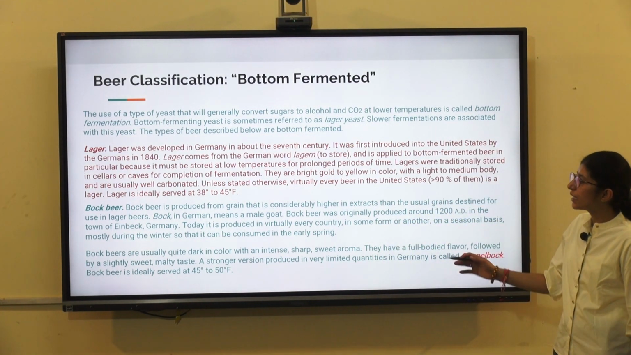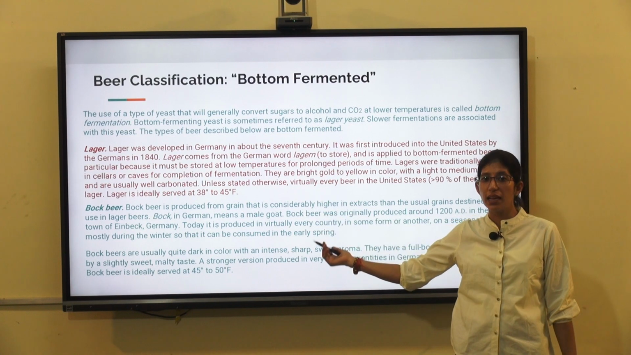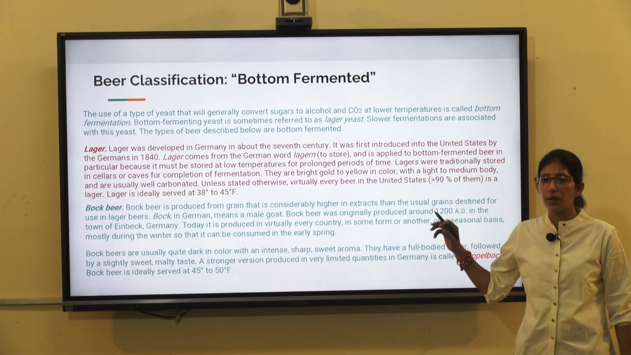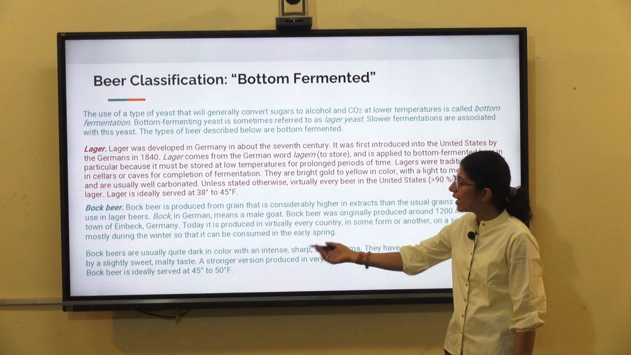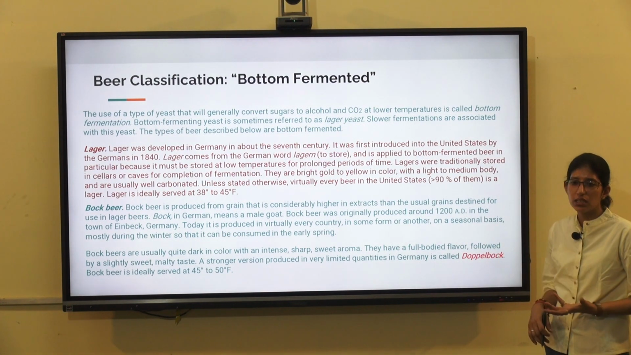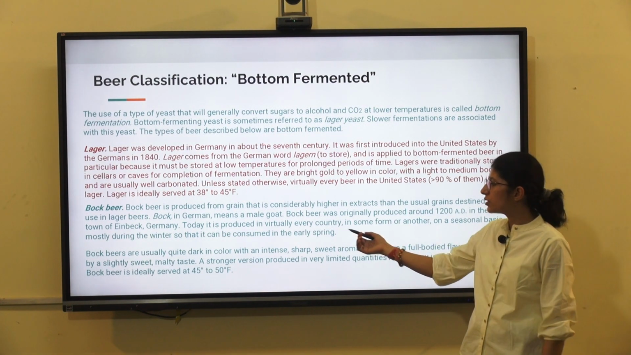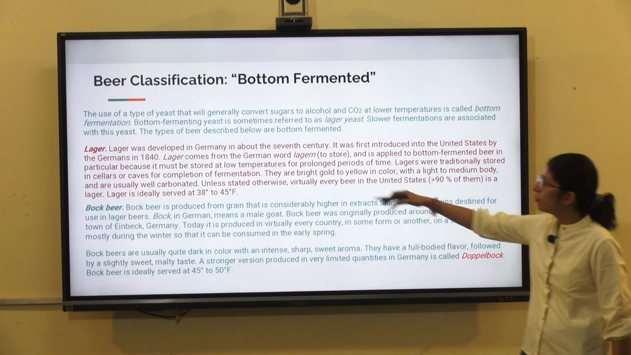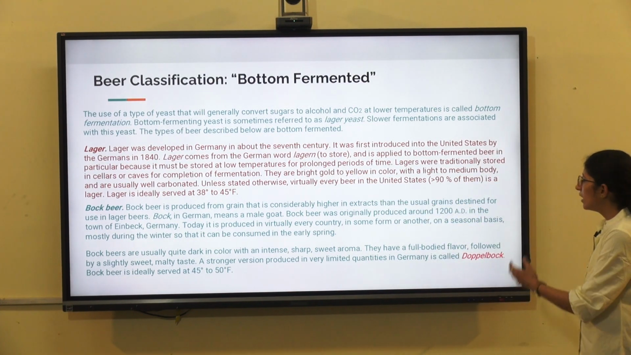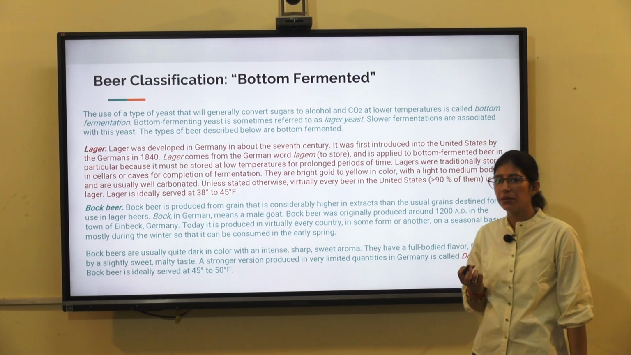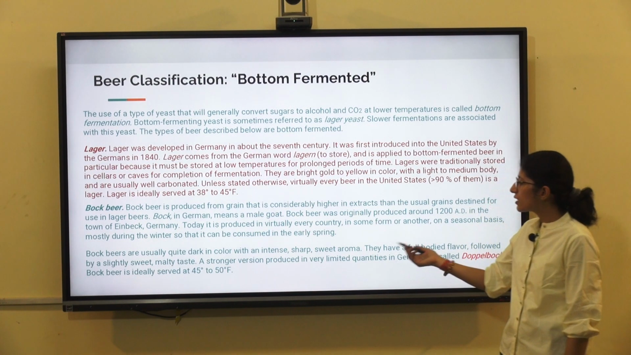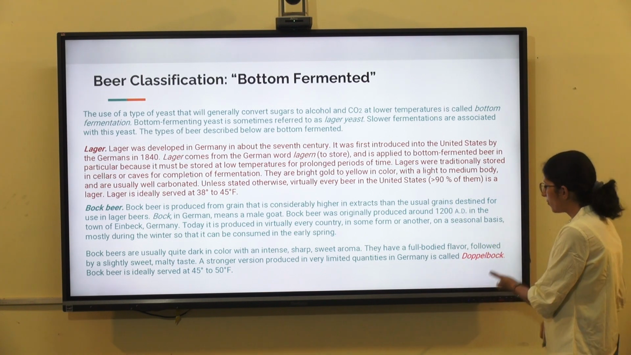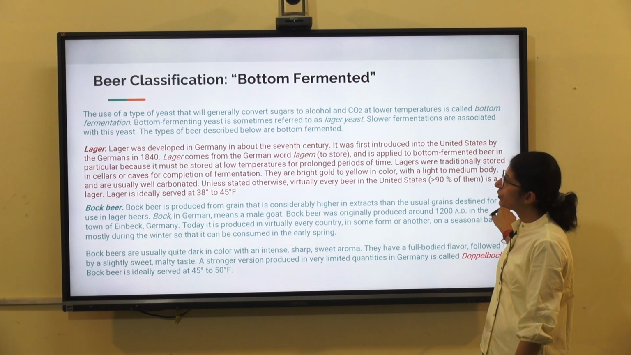Bock beer is again a German beer, where Bock means male goat, which represents production around 1200 AD. But again, there are spring and seasonal types which affect beer production, and when consumption increases, we go with artificial methods. Bock beer is usually quite dark in color with an intense, sharp, sweet aroma, and a full body. It has a slightly sweet and a musty taste. The strong version of Bock beer is produced only in Germany under the name Doppelbock, served again at 45 to 50 degrees Fahrenheit.